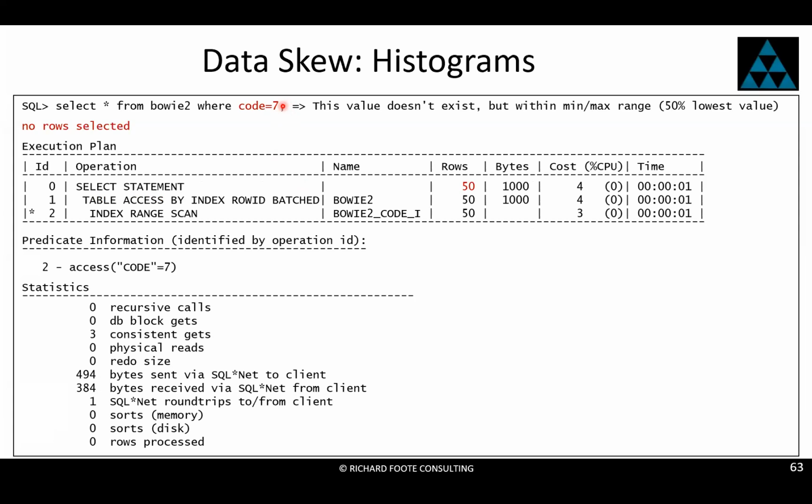What is the lowest value I've got? The lowest value I've got is 100. I've got a value somewhere where it's 100. So I'm now going to treat this to be 50% of the lowest value, 50. If it's a value I don't have, but it's within my min and max range, I'm going to use 50% of the lowest contained histogram that I've got. And that's why it says 50.